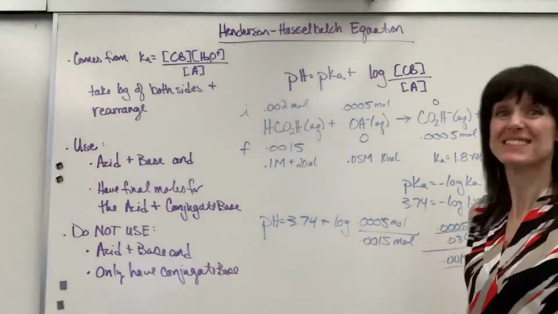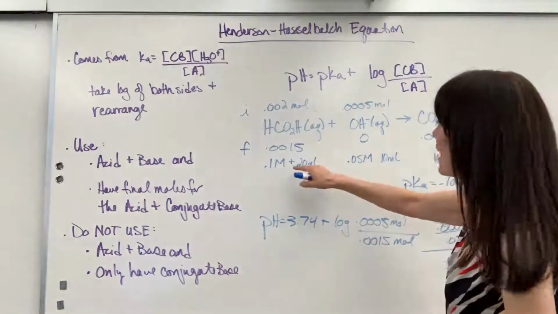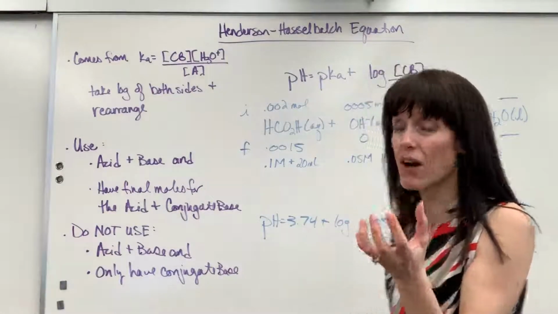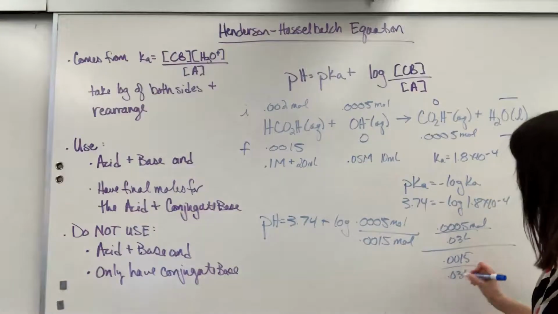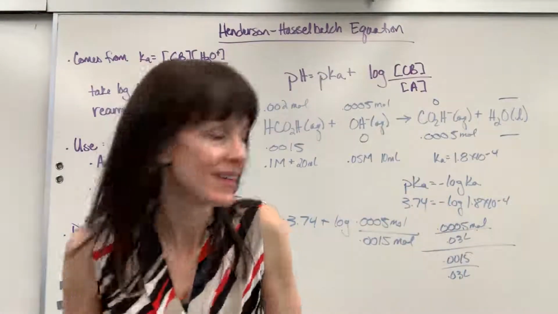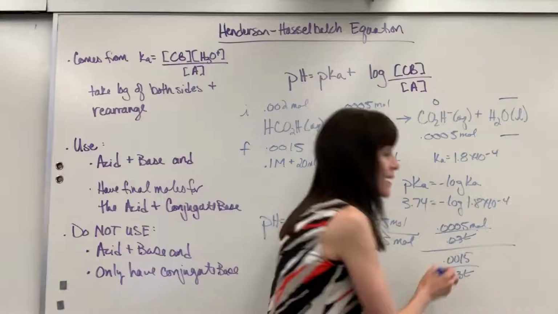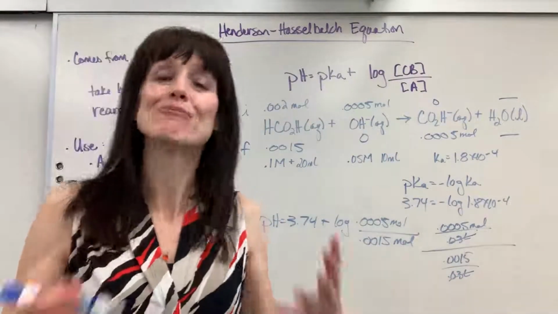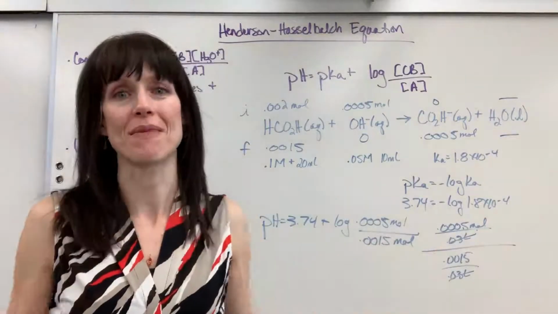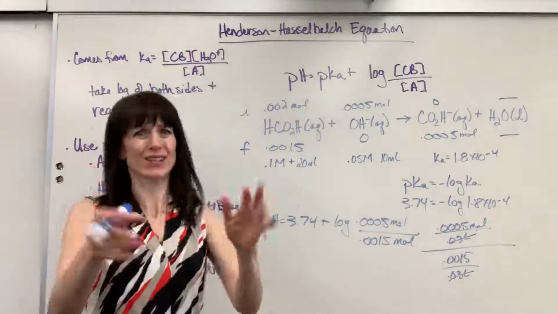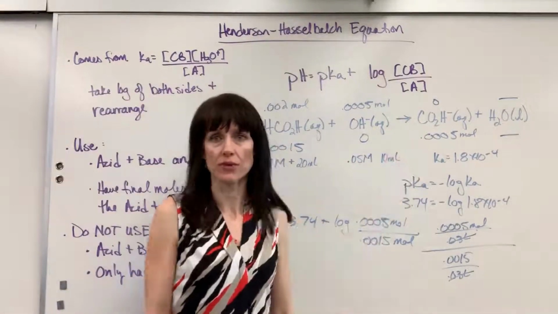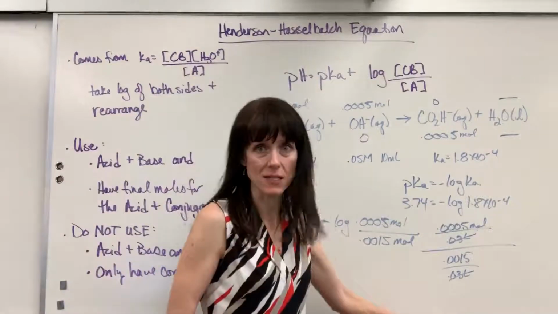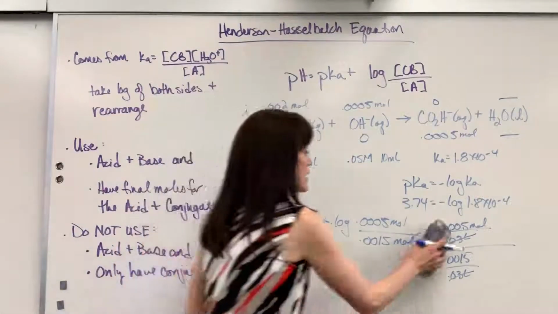0.115 divided by, it's the same volume because I added the 20 mils plus the 10 mils and they're all sitting in the same beaker, has the same volume, divided by 0.03 liters, so 30 mils. Guess what? The volumes cancel. That is why when we're doing Henderson-Hasselbalch, you can use moles or molarity. It doesn't matter. So in this case, much easier just to use the moles that I have left over because I know they have the same volume. That volume will cancel.